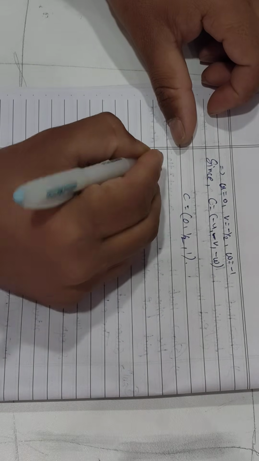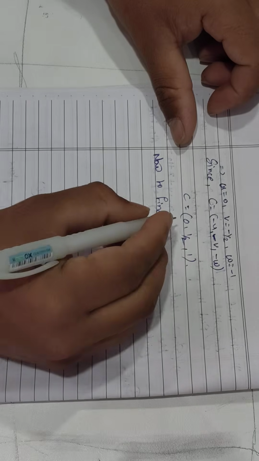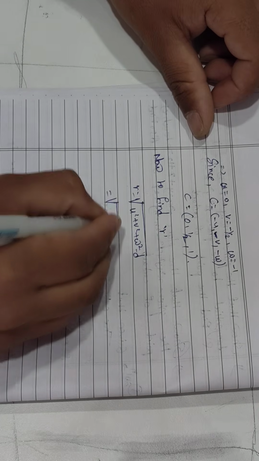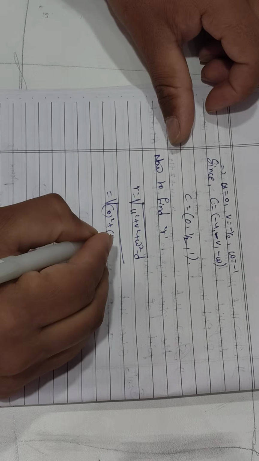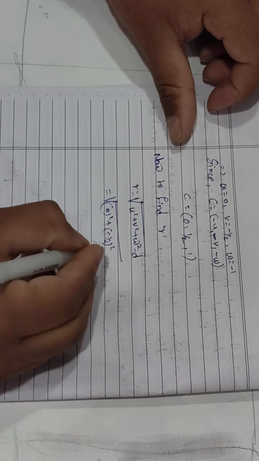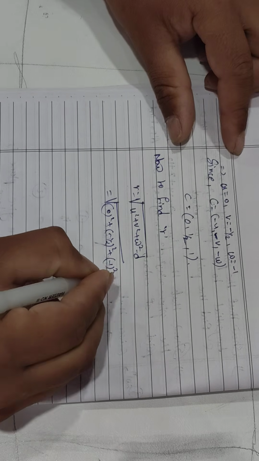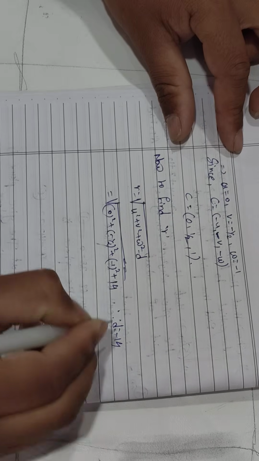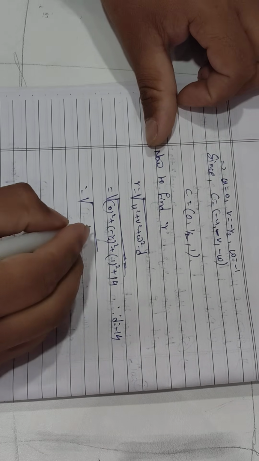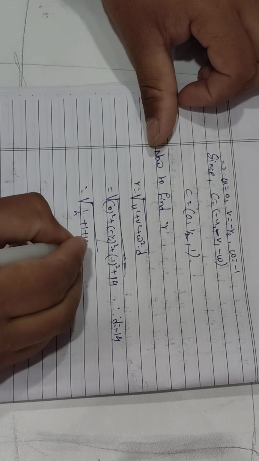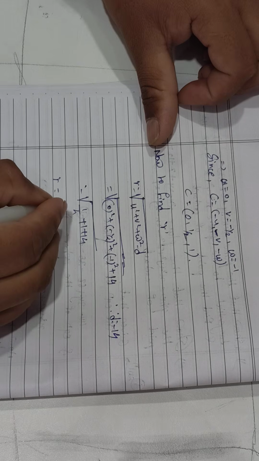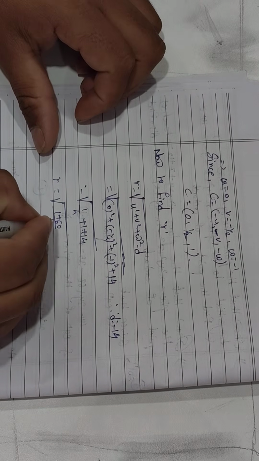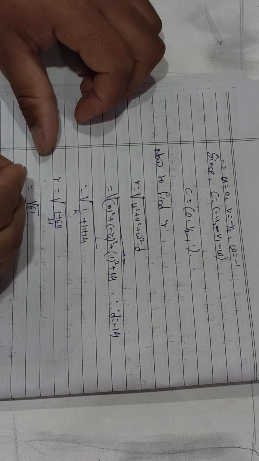Now to find radius r, r equal to under root u square plus v square plus w square minus d, which is equal to under root 0 square plus (-1/2) square plus (-1) square minus d, since d equal to -14, which is equal to under root 1/4 plus 1 plus 14. 1 plus 14 is 15, so 1 plus 60 divided by 4, which is equal to root 61 divided by 2. This is radius.